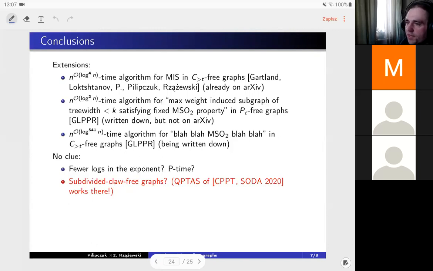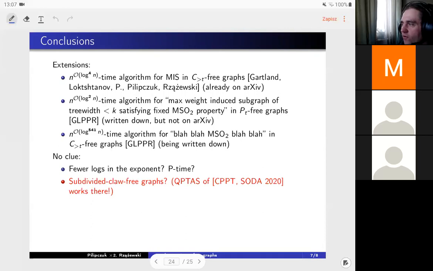So we don't know how to make it better with the C4, this 4, while the algorithm for PT3 graphs was very clean, and in a sense you need some really nice new insight to get a better log. Then this log to the 4, I'm not completely satisfied with how we do C more than T3 graphs. It works, but there are two levels of recursion.